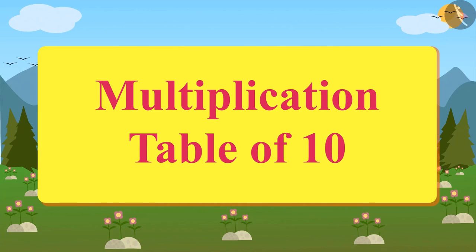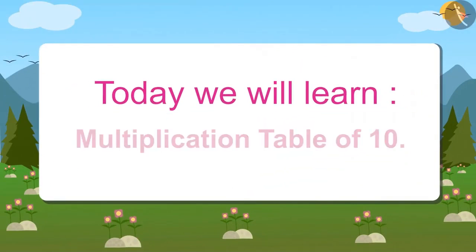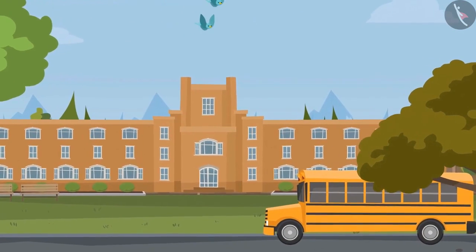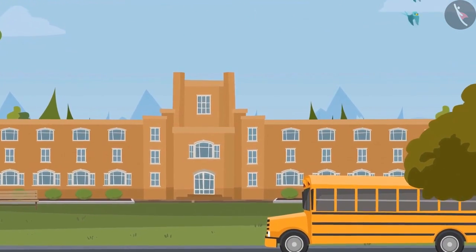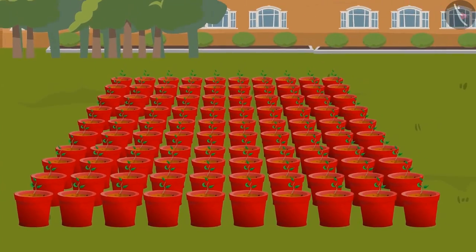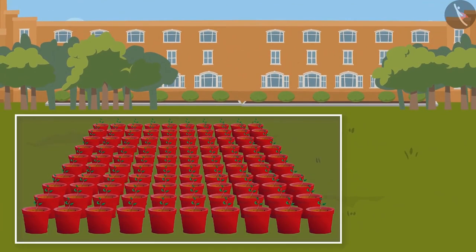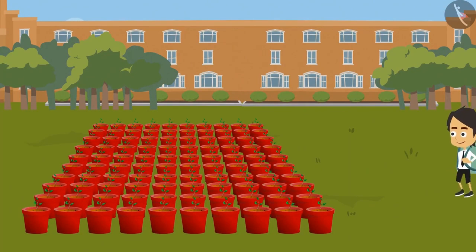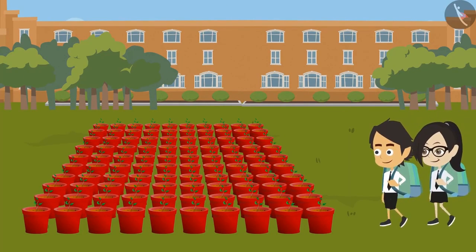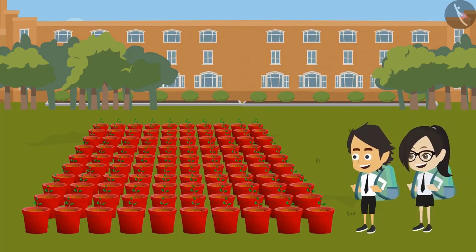Multiplication table of 10. Today we will learn the multiplication table of 10. New plants will be planted in Vandana and Ayushman's school. All new plants that have been purchased are kept in one place. Vandana and Ayushman come to school and see all the plants kept together.